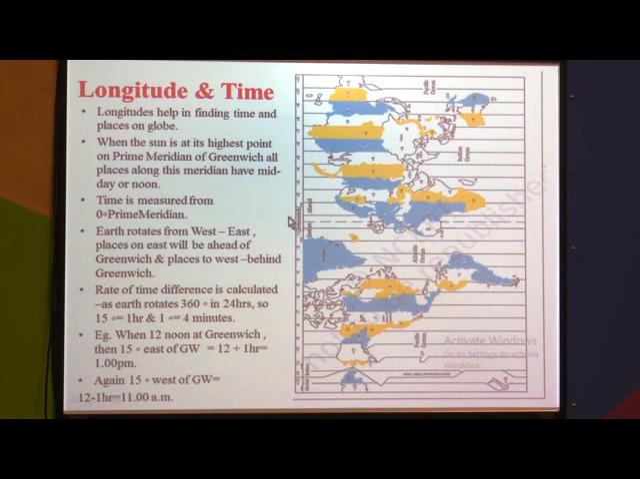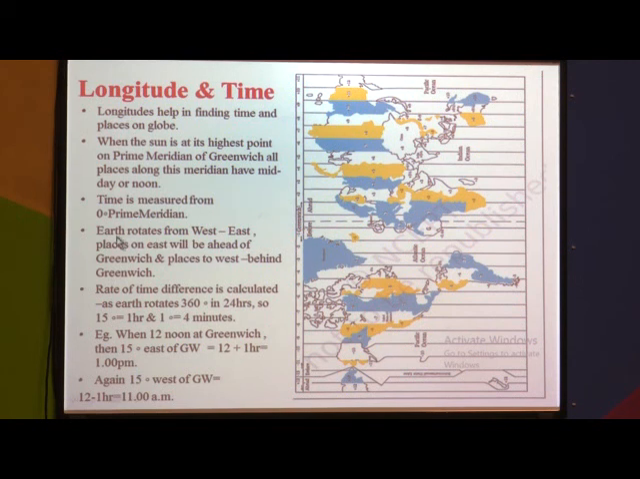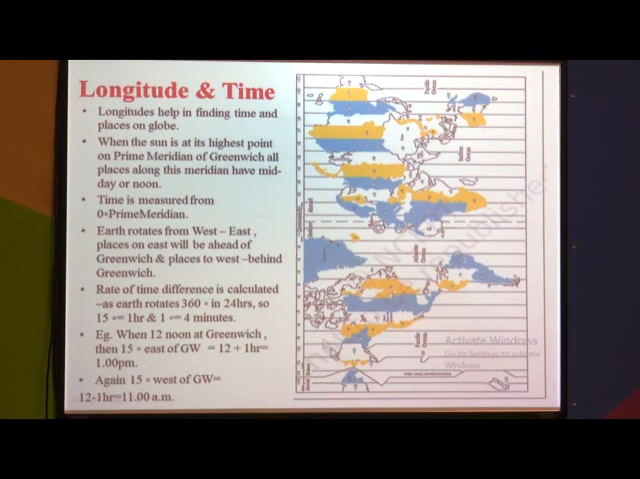Now suppose here it is 12 o'clock. So now from here onwards time goes on, time is measured. As earth rotates from west to east, our earth rotates like this. Okay children, it rotates like this from west to east. This is the west and this is east. So our earth rotates like this.